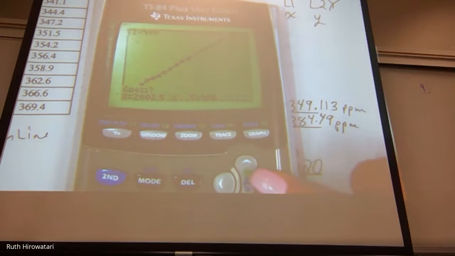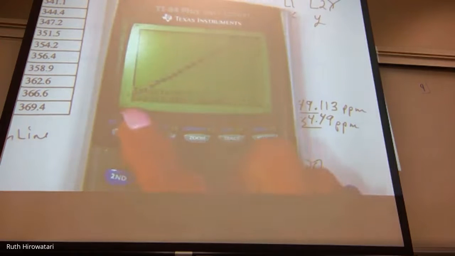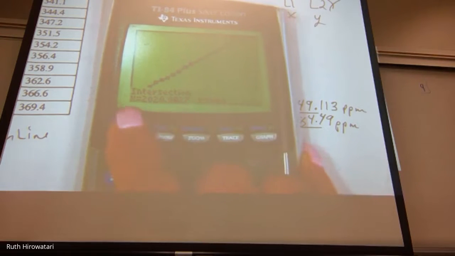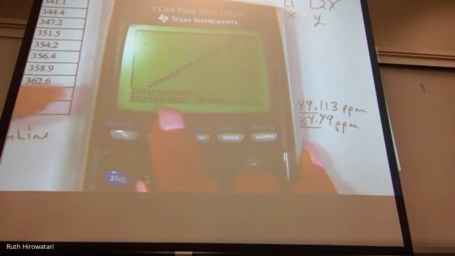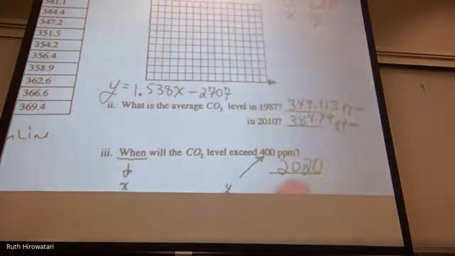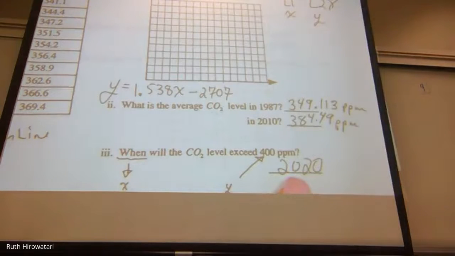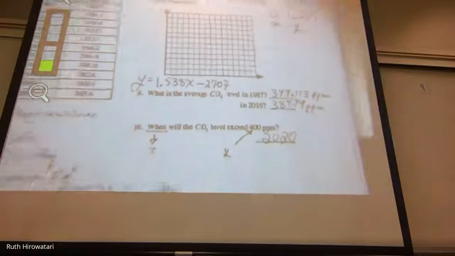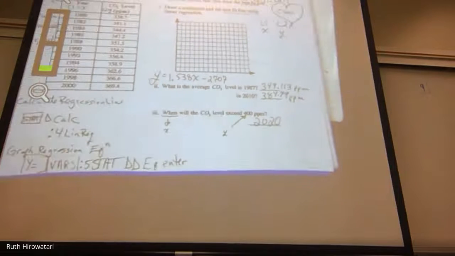So I'm going to move my cursor pretty close to that intersection point and press enter, and it's found it for me. So when? In 2020.0827. So 2020, I guess a few days into 2020. So during the year 2020, I will have CO2 levels exceeding 400 parts per million.